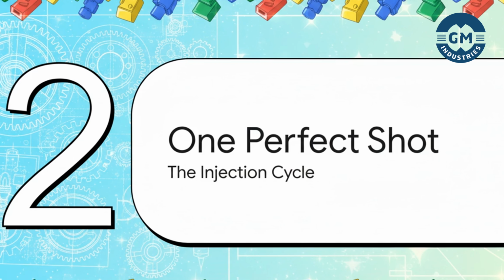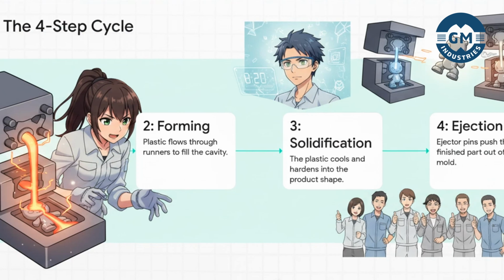How does it crank out millions of parts? It all comes down to a super fast, repeatable process. Every single time the mold creates a part, it's called an injection cycle, or what people in the industry just call a shot. Let's break down exactly what happens in that one perfect shot. The whole cycle is like this perfectly choreographed four-step dance.